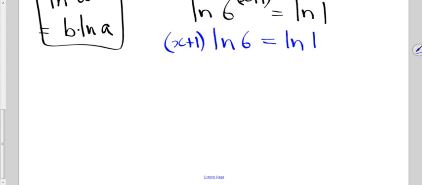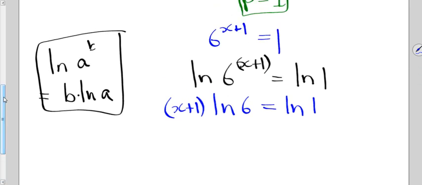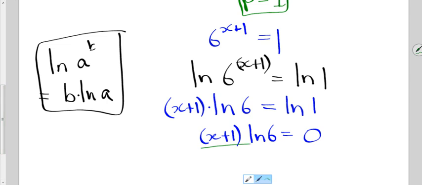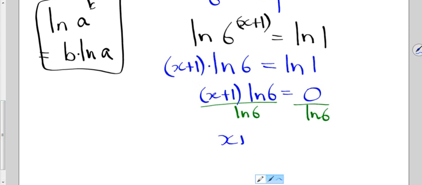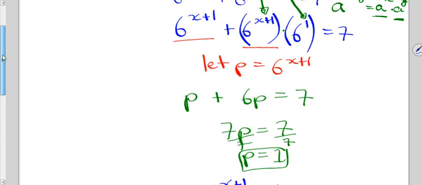So now what I have here is, log of 1 is actually 0. So this makes it a lot easier. So basically we have x plus 1 times log of 6 is equal to 0. Now I divide both sides by log of 6. We know what 0 divided by anything is. So that just gives us x plus 1 is equal to 0, because 0 divided by log of 6 is just 0. Let me just solve for x. x equals -1.